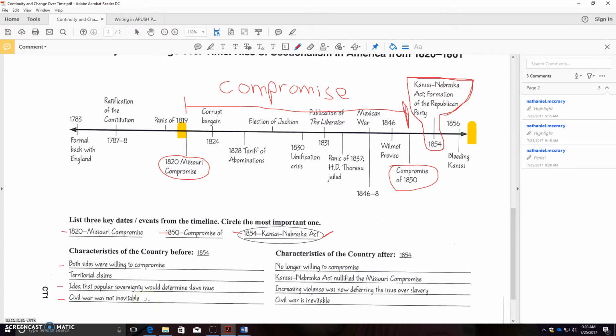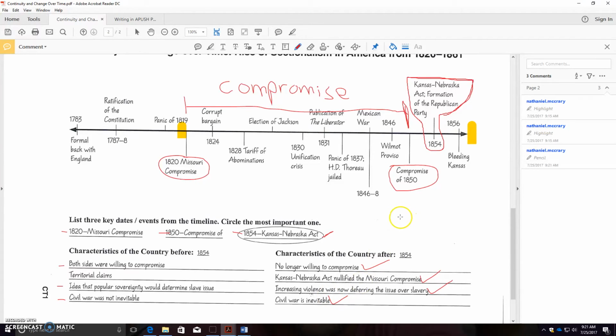People did not believe that the country would really go to war over this issue. But after 1854, it's apparent that no one's willing to compromise. People are now spilling blood over the issue of slavery. The Kansas-Nebraska Act struck down the previous Missouri Compromise. Violence is breaking out over the issue of slavery, and this is going to be eventually too much, and now the Civil War is inevitable.